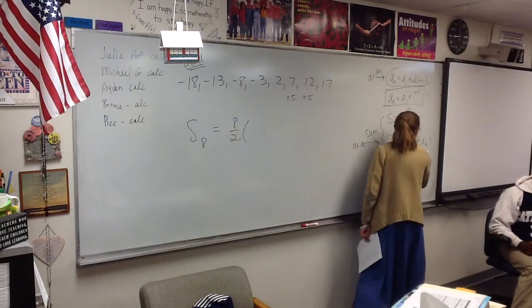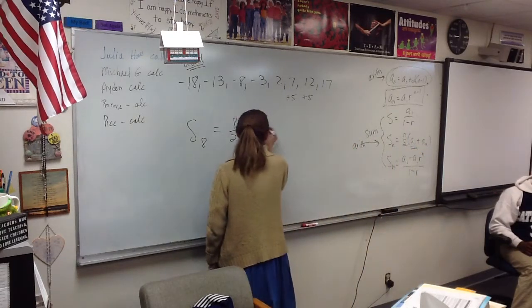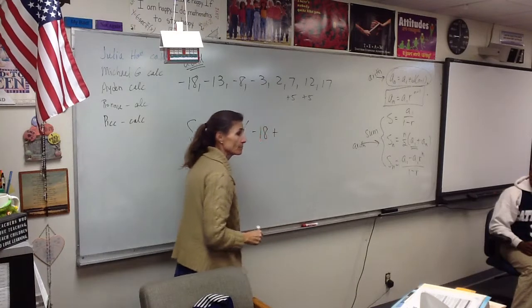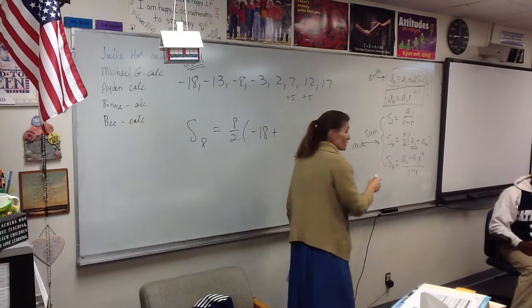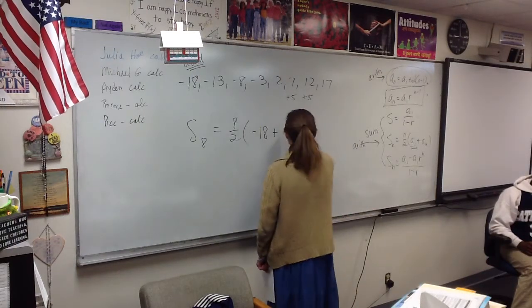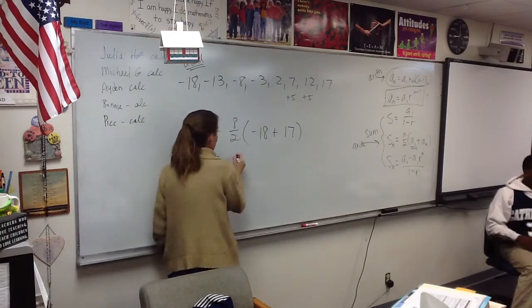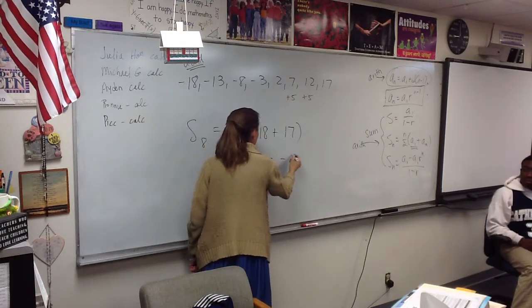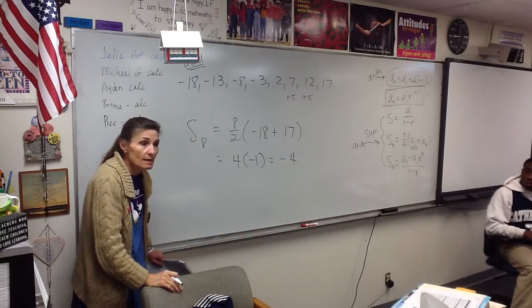What does this mean? First term, which is negative 18. This would be the eighth term, a sub 8, which stands for the 8th term, which is 17. So that's 4 times negative 1. If you added all those up, all you'd come out with is negative 4.